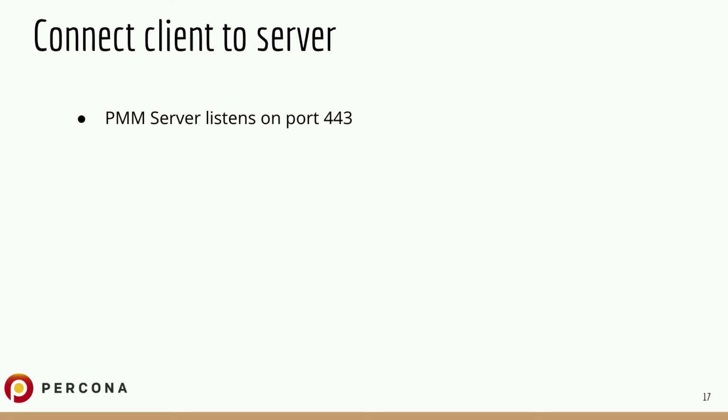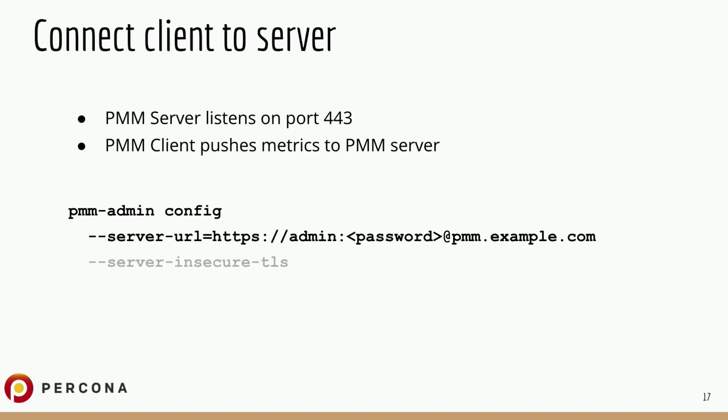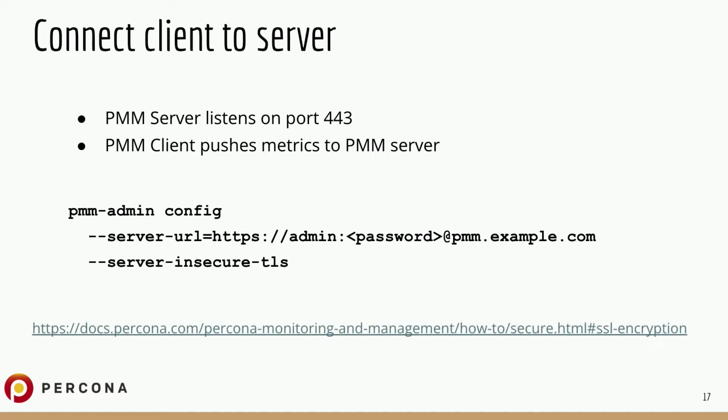To connect the client to the server is pretty easy. PMM, as you know, listens over SSL on port 443. And then the client will upload the metrics to the server. So we have a command line to connect the client to the server that looks like this, okay? And by default, it will use self-signed certificates. If you want, you can override this, and that is why you see the insecure TLS option. There's more about this in the following link, in case you want to try your own certificates.